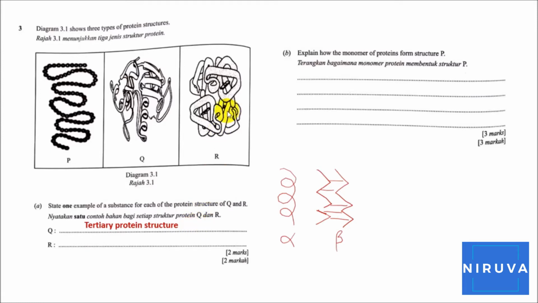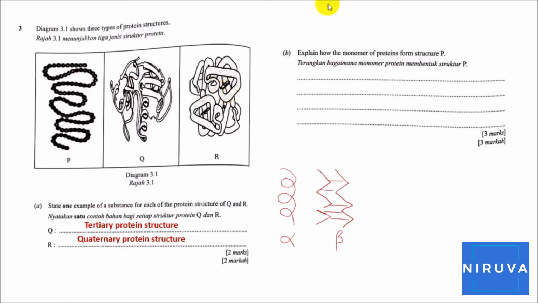And then R here, what we call the quaternary protein structure, is a protein that consists of more than one amino acid chain, where each polypeptide chain is referred to as a subunit.